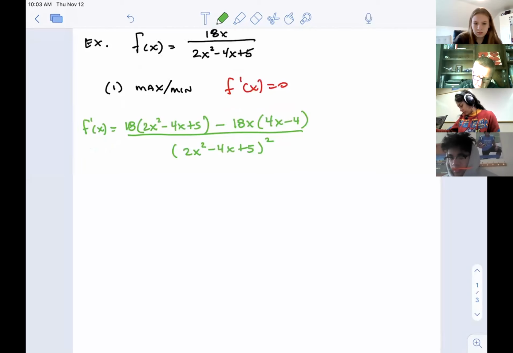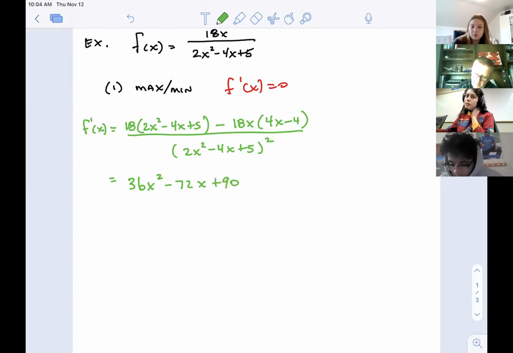And then if I clean up the top by, in the order of operations, multiplying before I add and subtract, if I multiply the 18 into the first expression, I get 36x squared, and 18 times 4 is 72, and 18 times 5 is 90. And then minus 18x times 4x is minus 72x squared, and then minus 18x times minus 4 is plus 72x.